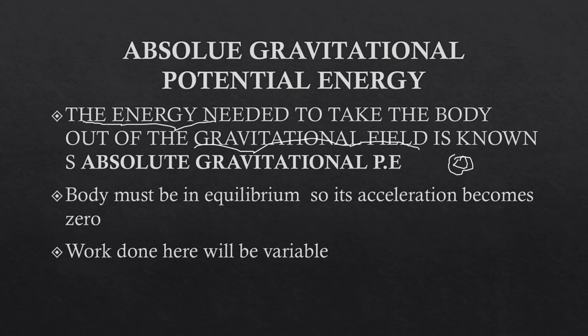To take a body out of the gravitational field, the body must be in equilibrium. Equilibrium means acceleration must be equal to 0. Now the work done here would be variable. Why? Because as the body gets out of the gravitational field, more force is needed. A body standing here needs more force to go upwards. A body standing here needs extra force to get upwards. That increase of force is known as variable force.